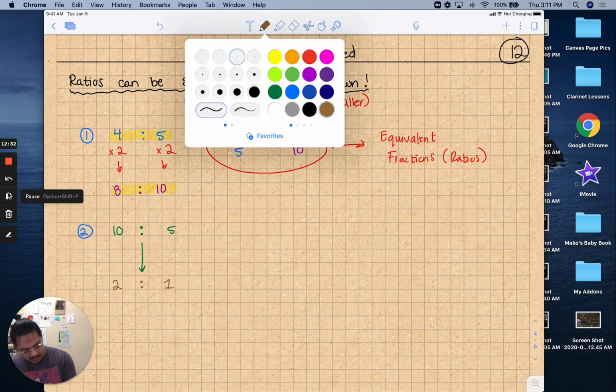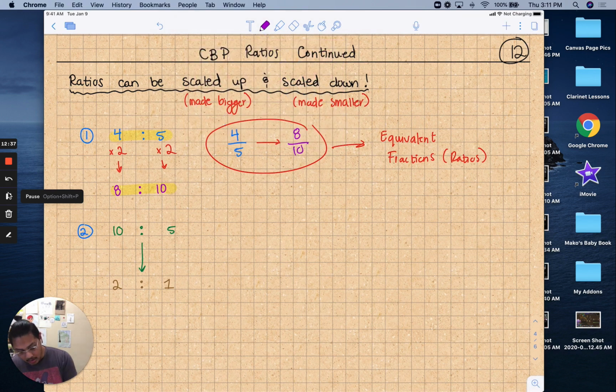How do I get to 2 from 10 by division? Oh, I could divide this side by 5, and then I should also divide. Hey, does that work? Yes, it does. So to scale down my ratio of 10 to 5, I divided each number by 5.